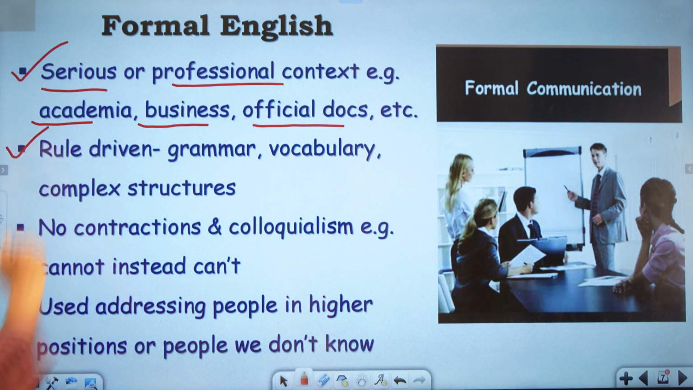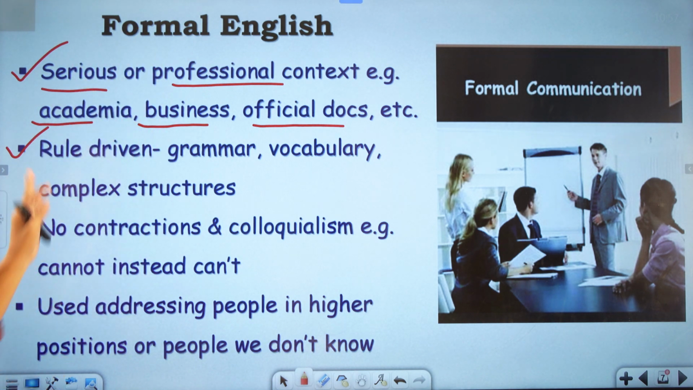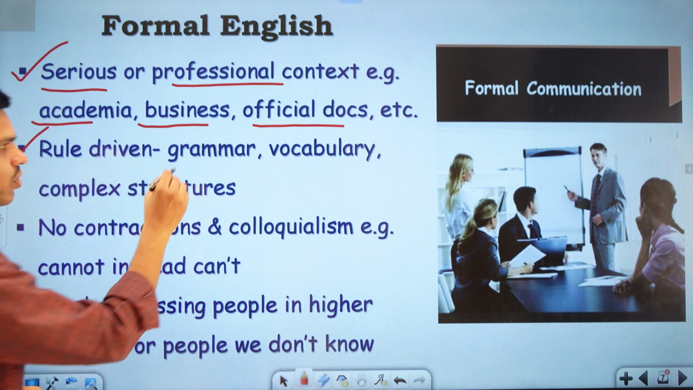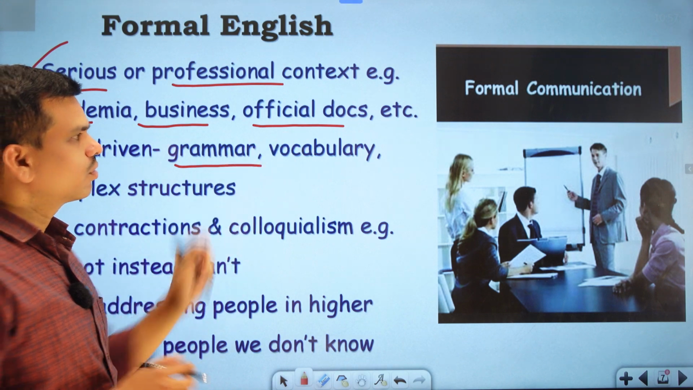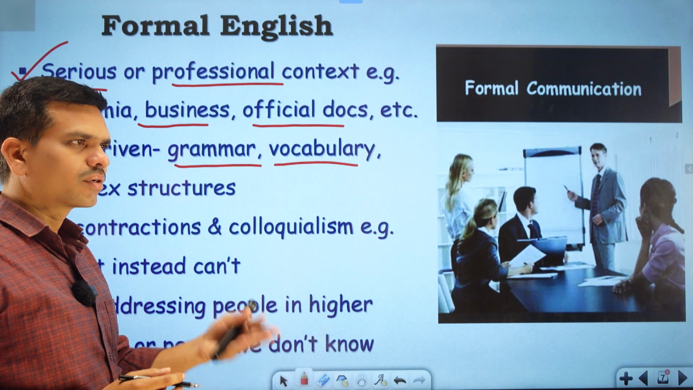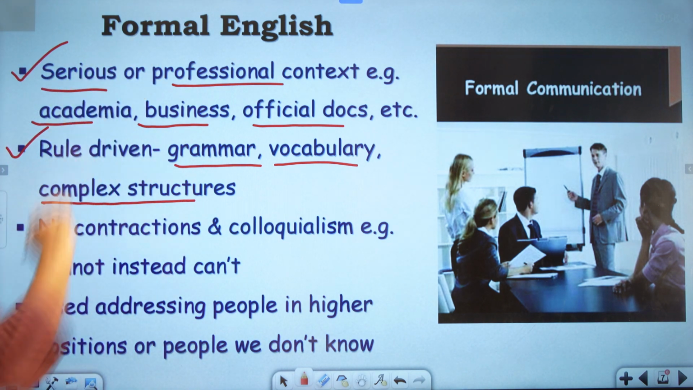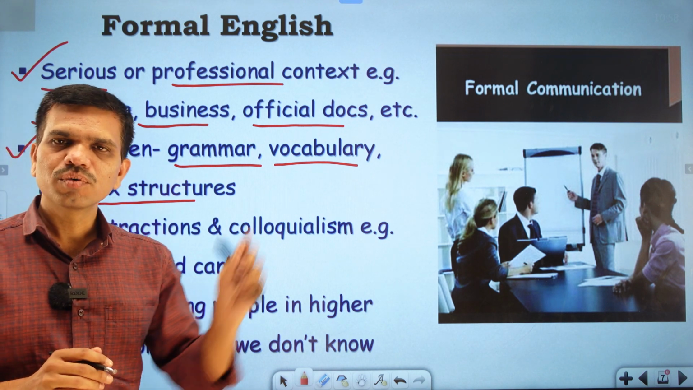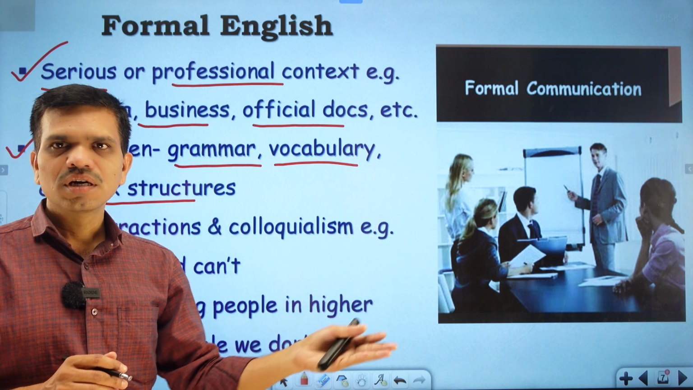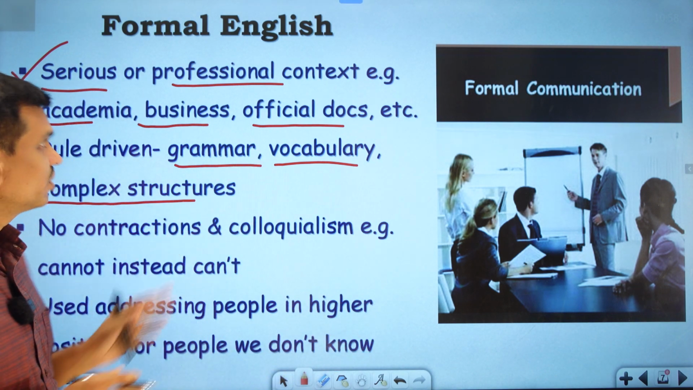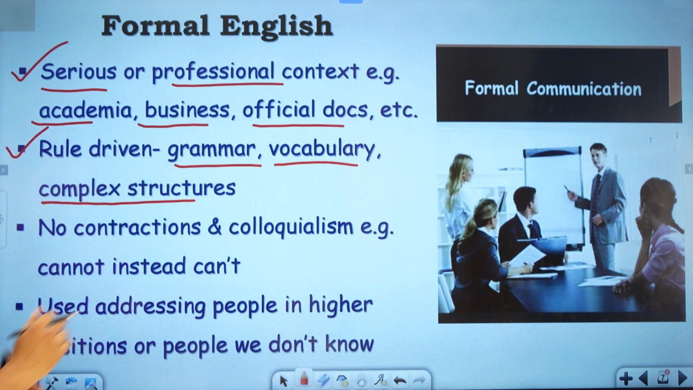Then the second important feature of formal English is that it is rule-driven, meaning the rules of grammar are strictly followed in this type of communication. Then we have vocabulary also, a very particular vocabulary is used. Then we generally find complex structures in formal English. Basically this English is used in written communication or in written documents. So we find this communication at a written level.